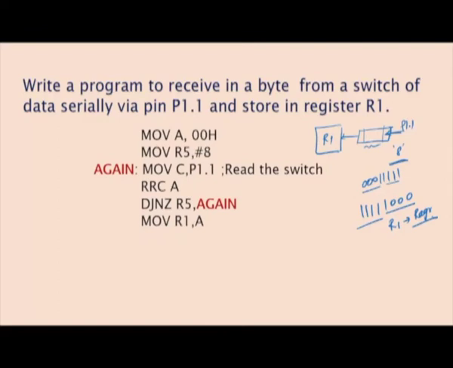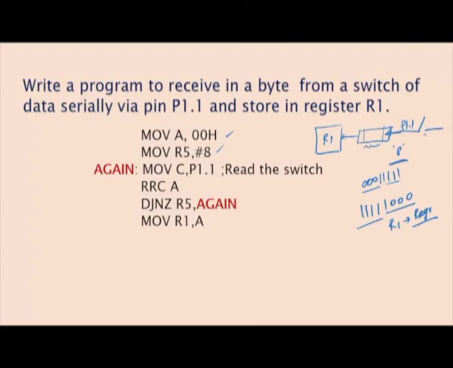So, for this, how are you planning to write the program? First I have to clear the accumulator, because any process will be performed via the accumulator. This is a receiving process; in case of transmitting we are loading the data, but this is receiving. So, clear the accumulator. Then how many bits are you planning to receive? 8 bits. So, I initialize 8 as the counter value. Now, here I have connected the switch, so this switch is read.